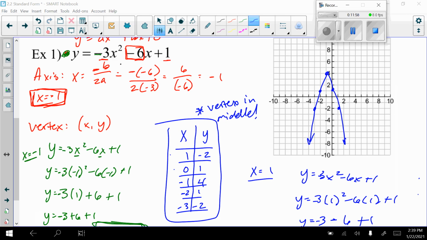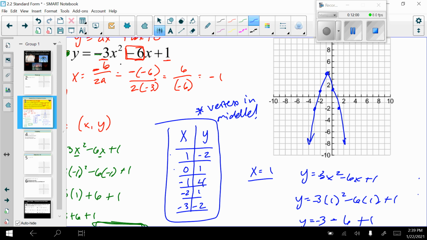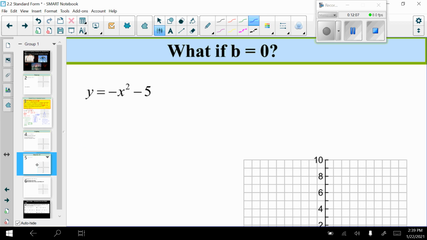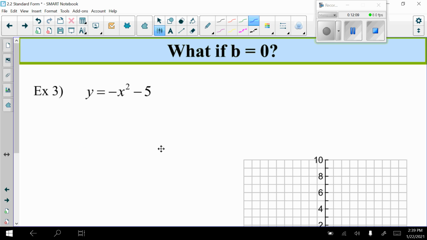All right. Let's see here. How do I want to do this? Let's talk about a different case, okay? What happens if our b value is 0? Okay, what if it looks like this? Notice how this is a little bit different. Our standard form looks like this. I'm missing a middle term in this example. I'm missing a middle piece. There's no b value. There's no single x term, okay?